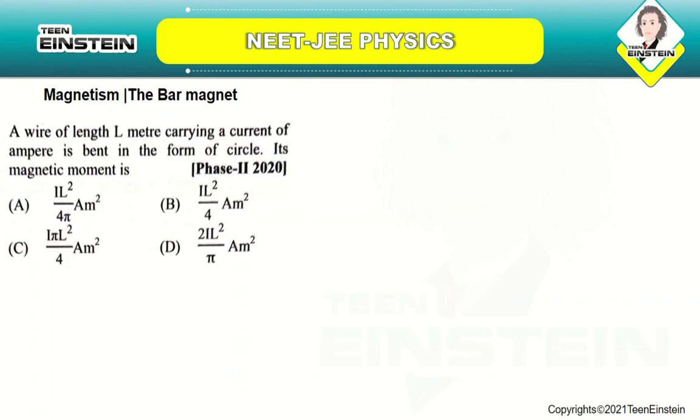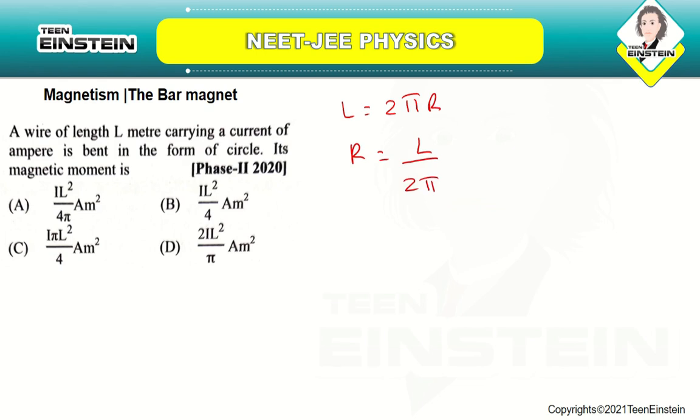A wire of length L meter carrying a current of I ampere is bent in the form of a circle. Its magnetic moment is? So here the length of the wire L is equal to 2 pi r, and the radius of the loop is L by 2 pi. Okay, because the wire of length L is being converted into the form of a circle.